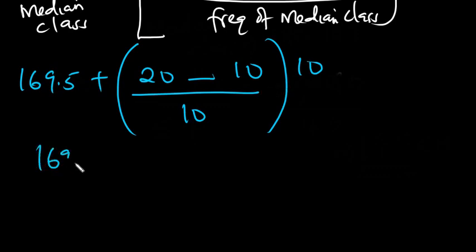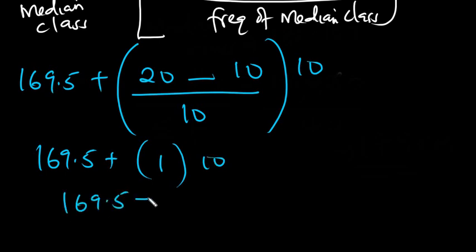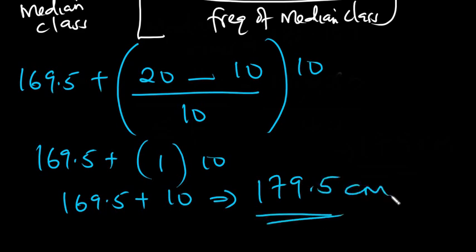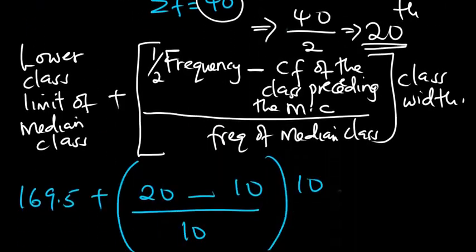So let's work this out. It's going to be 169.5 plus, we're going to have 20 minus 10 is 10. Then 10 divided by 10 is 1. So we have 1 inside the bracket, and then we're multiplying it by 10. So it's 169.5 plus 1 times 10, which is 10, and this is going to be 179.5 centimeters. That is going to be the median height of these athletes.